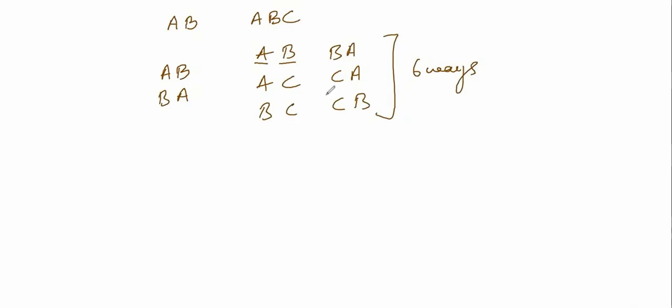Now out here in arrangement, the order is important, meaning AB, BA are not the same thing. They're two different things. So that was arrangement.